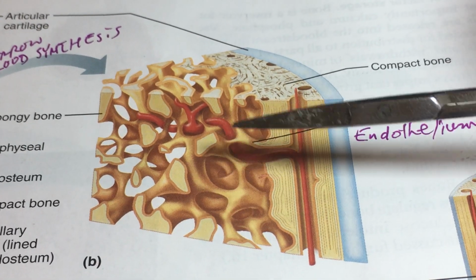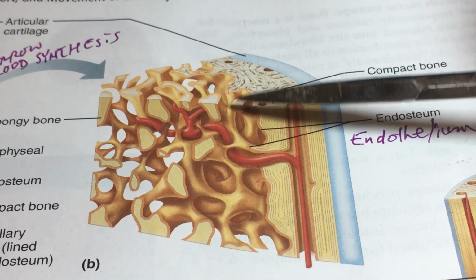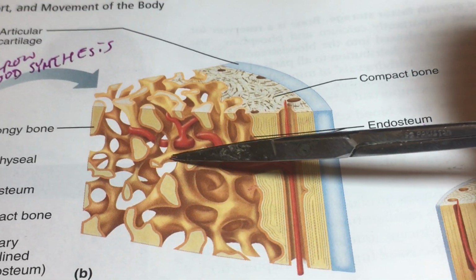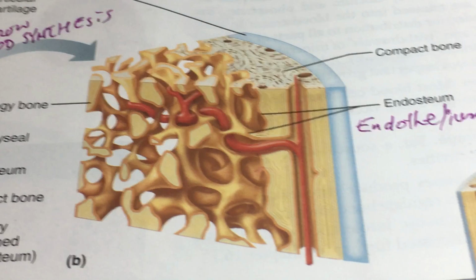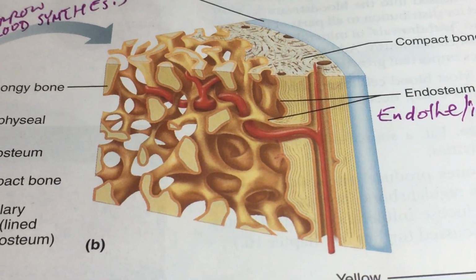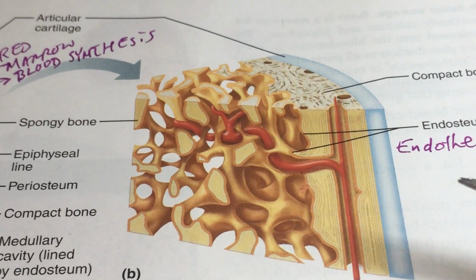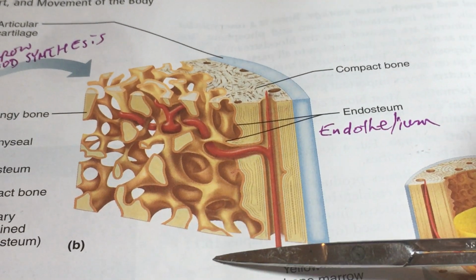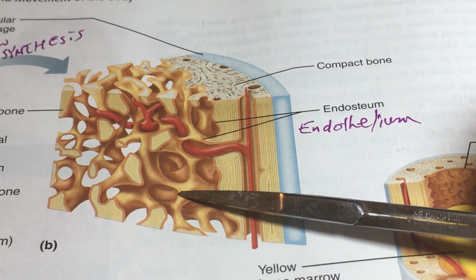Sometimes these little struts here in this portion of the spongy bone are referred to as trabecula or spicules. Okay, so they bear that name.